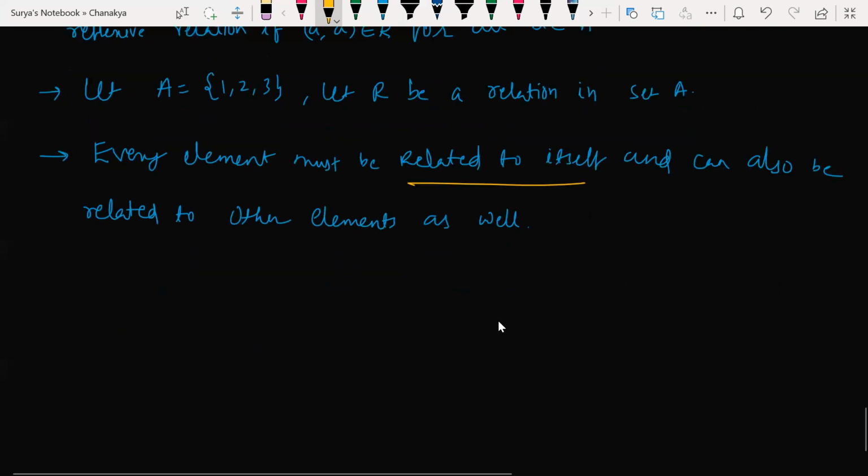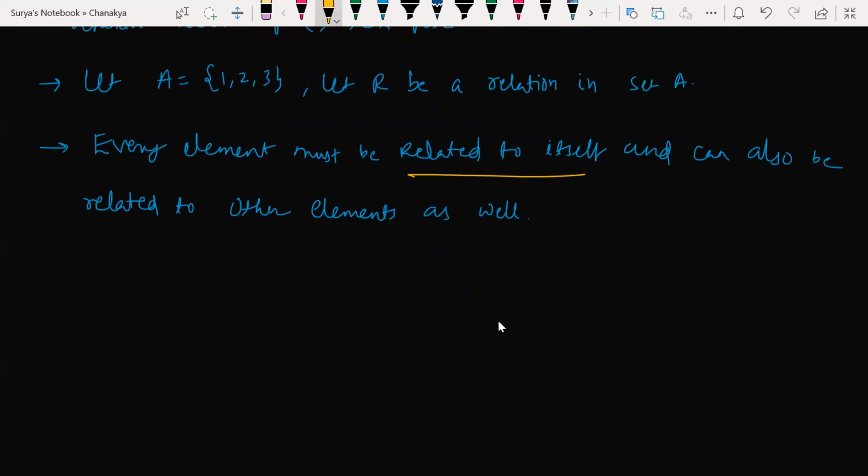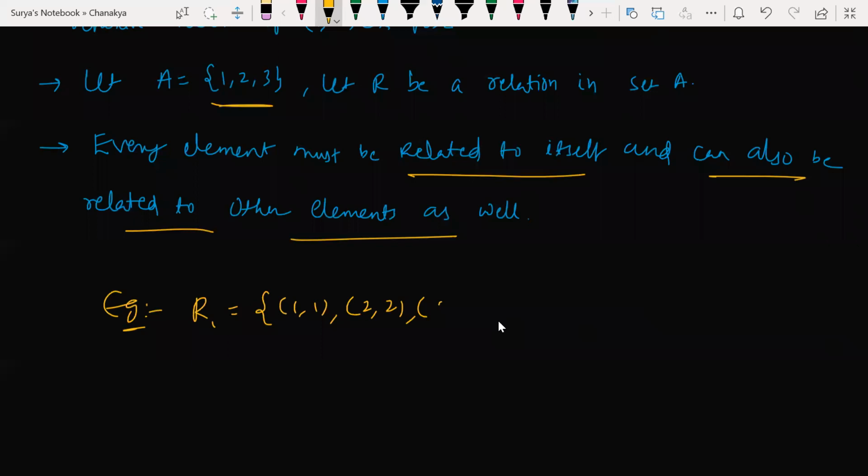Okay, and now let me write an example. What I said here is that it can also be related to other elements. If I give an example, you will get the point. Let's say A is {1, 2, 3}. Let's write a relation R1: (1,1), (2,2), (3,3), and (2,3). Now look at this here. Yes, it is a reflexive relation.